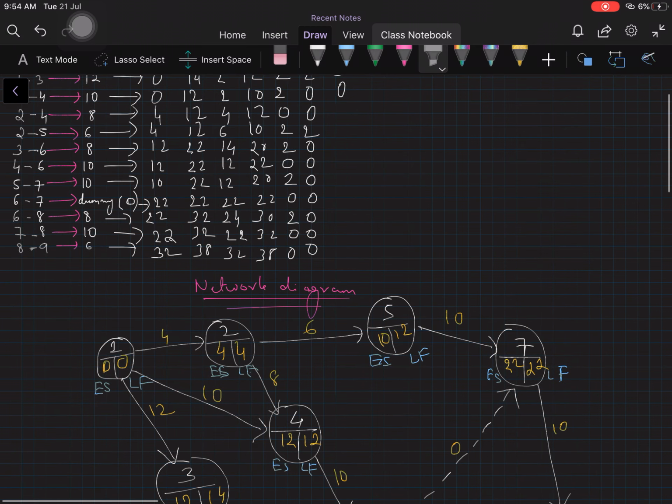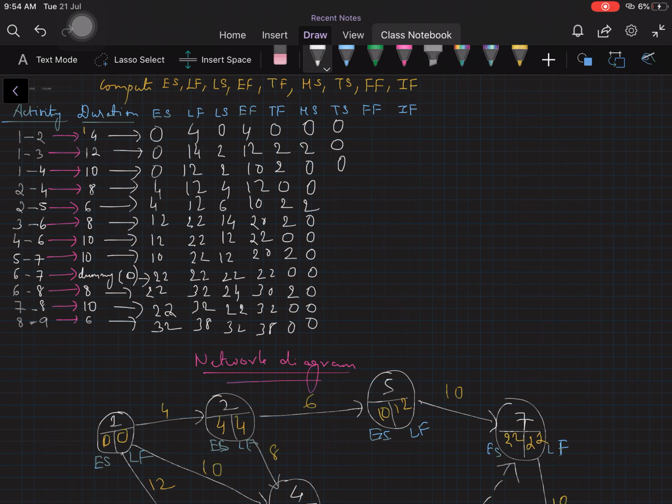Fourth one, 2 is the tail event, so here we have 2. 4 minus 4, late finish minus early start. 4 minus 4, that gives us 0. So let me write 0. Then again 2 we have as the tail event, so again 0 it will be.